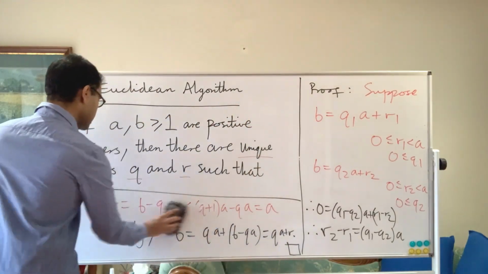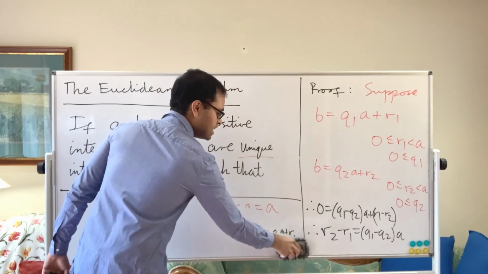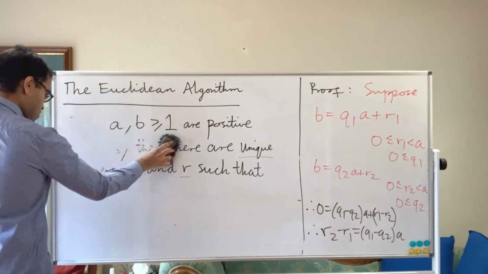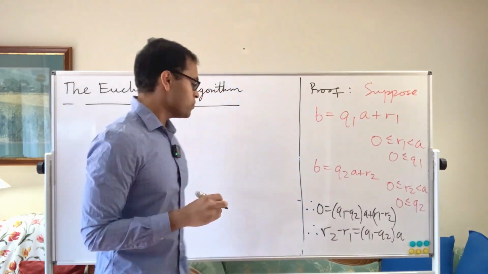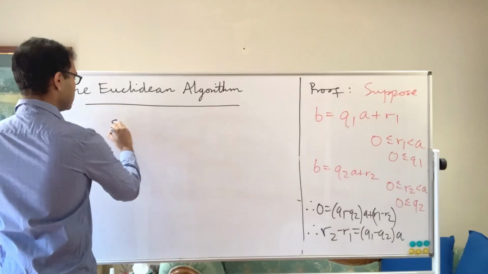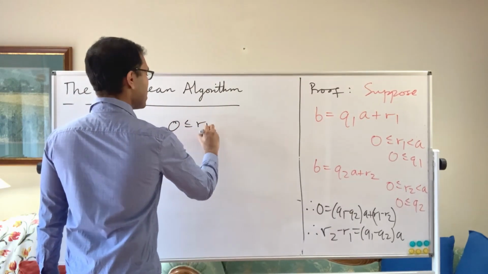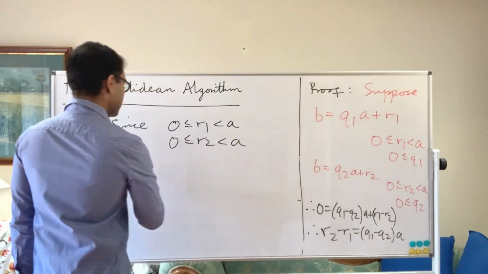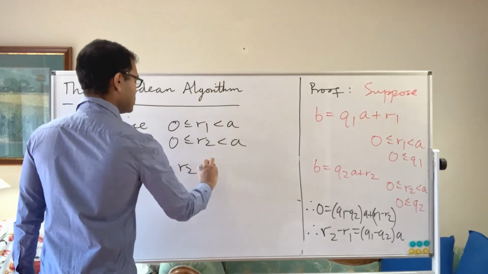So I'm going to erase this, and then we're going to somehow use that. That's the intuition, and then we're going to use it to show that Q1 and Q2 are equal and R1 and R2 are equal. We know that this equation is true. So we know also that since 0 is less than or equal to R1, which is less than A, and 0 is less than or equal to R2, which is less than A, therefore R2 minus R1 is between negative A and positive A.